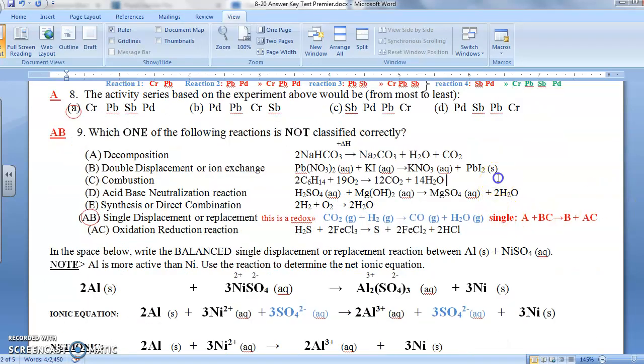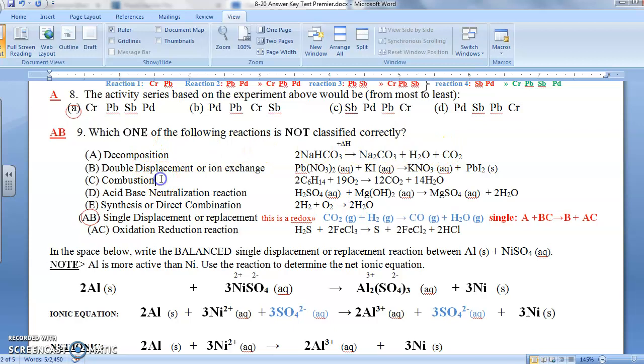Number 9. Which of the reactions is not classified? First one is they're saying is decomposition. In a decomposition, we have one reactant. Yep, we've got one reactant. Falling apart into two or more products. We've got two or more products.